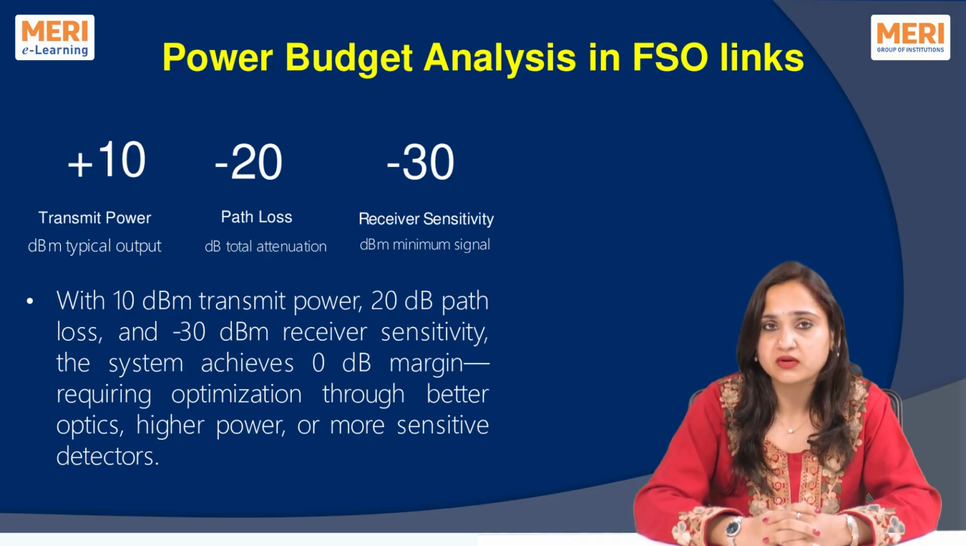To improve link reliability, one can increase transmit power, use better optics, improve alignment, or select more sensitive detectors. Maintaining a sufficient link margin ensures stable communication even under adverse weather conditions.